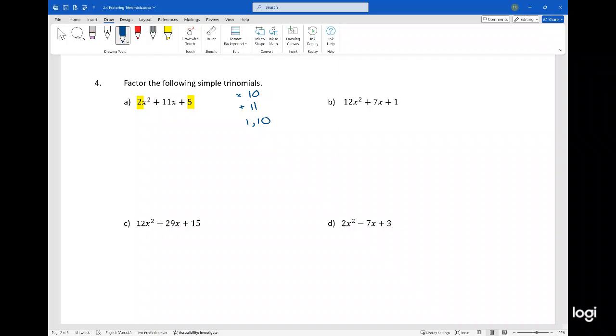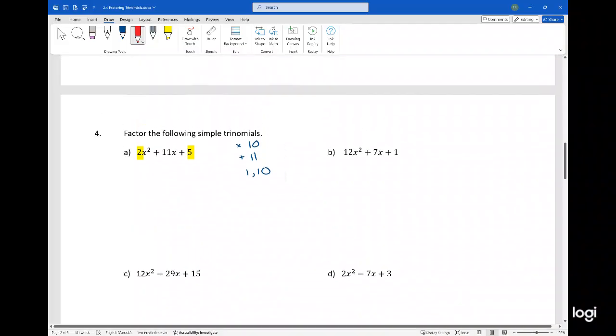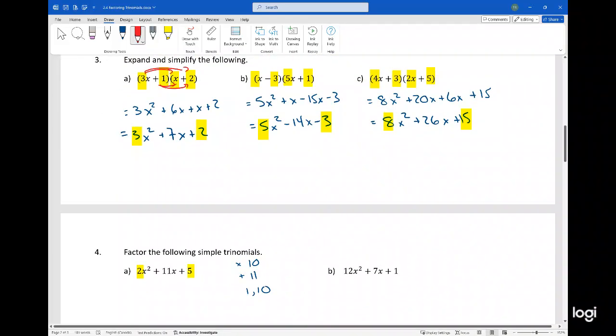But I'm not just going to put down x plus 1, x plus 10 in the brackets anymore because I've got that 2 in the front. So here's what I'm going to do. I'm going to think about how I expanded and go backwards. We got this 7 because it was a 6 and a 1. And we got this 14 from 1x and minus 15x, and this 26 from 20x and 6x.